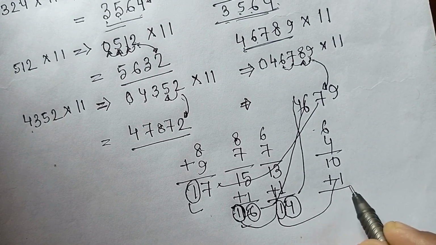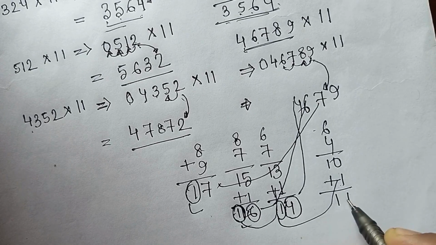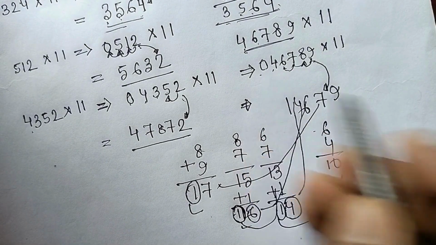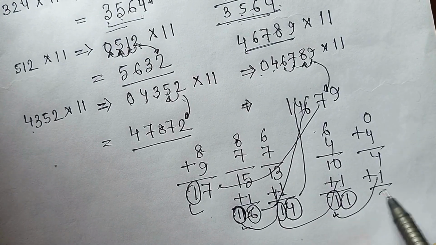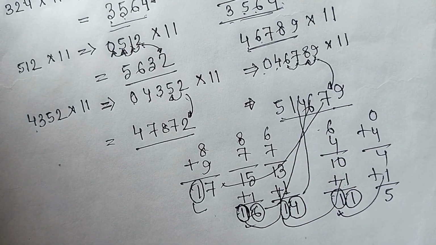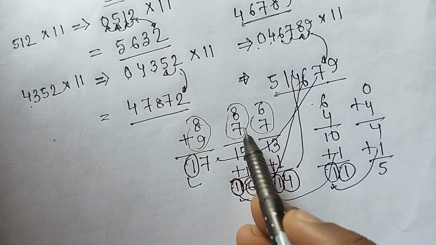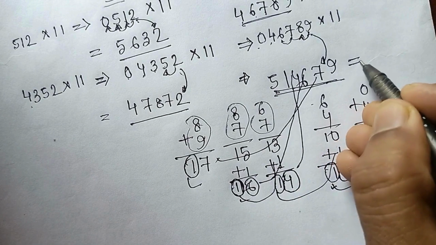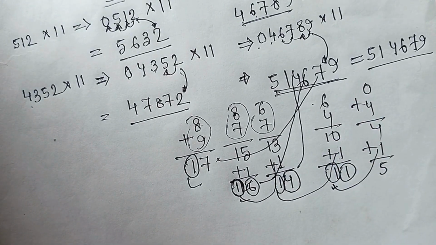If we add 1 with that 10, we get 11. That 1 will be there and we have carry 1. Now 4 and 0 is equal to 4 and that carry is equal to 1, that is 5. Like 5, 1, 4. So if we memorize this without doing it here, then we get the answer, that is 5, 1, 4, 6, 7, 9, very easily and very quickly.